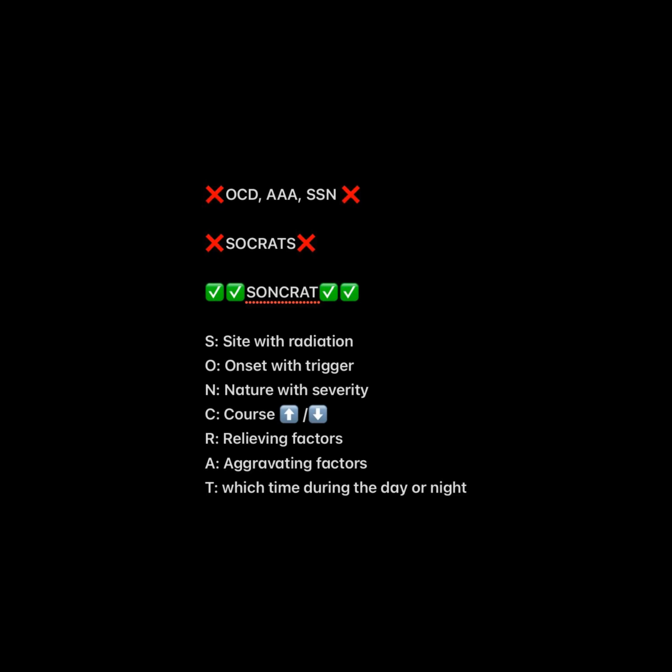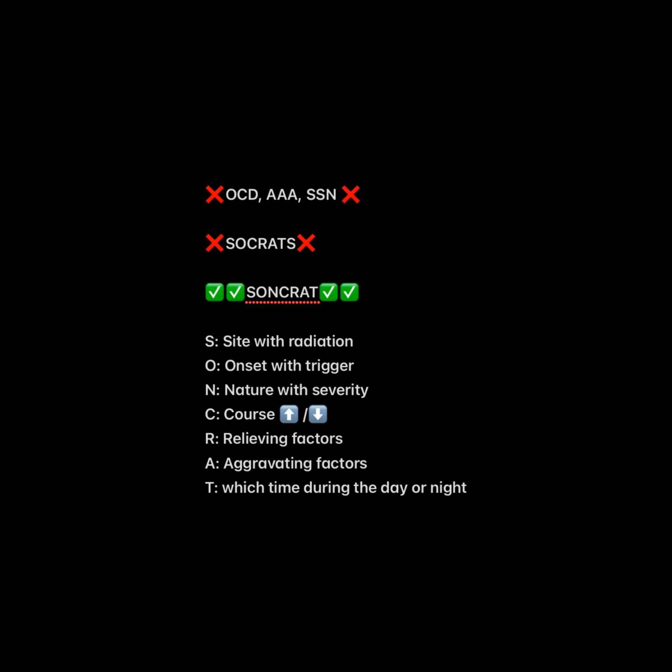I have got joint pain, doctor, in my right knee. Is there any other joint affected? Maybe he has polyarticular arthritis or oligoarticular arthritis. If you do not ask about other sites, you will mistakenly think that it is monoarthritis. So with site, radiation makes sense, and with onset you have to ask about the trigger, because usually the trigger is the cause of onset.